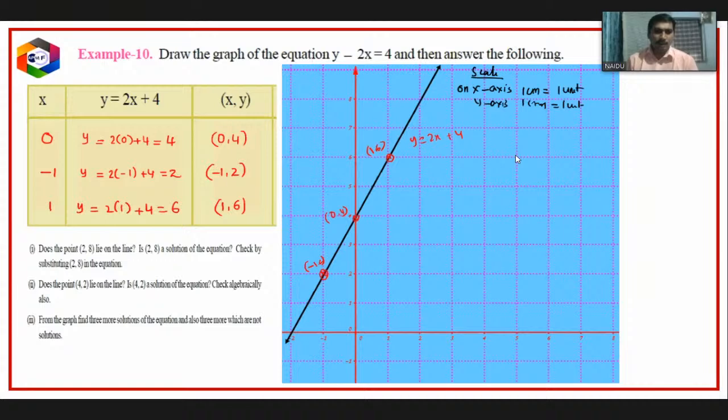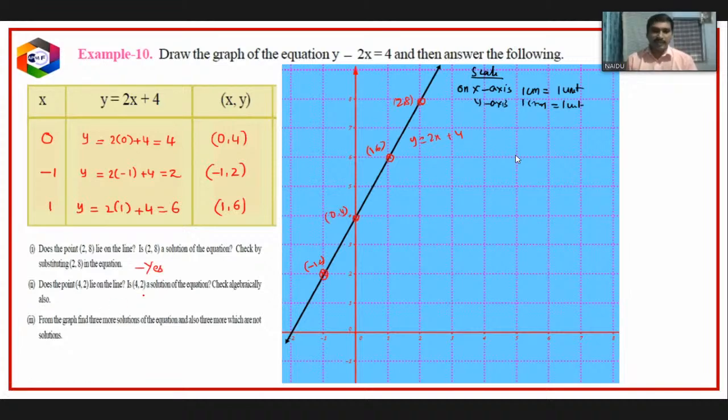Does the point (2, 8) lie on the line? If you can observe, children, here is the (2, 8) point. This is the point, this is (2, 8). Does the (2, 8) point lie on the line? That is the first question. Yes, this point is also a solution of the given line.